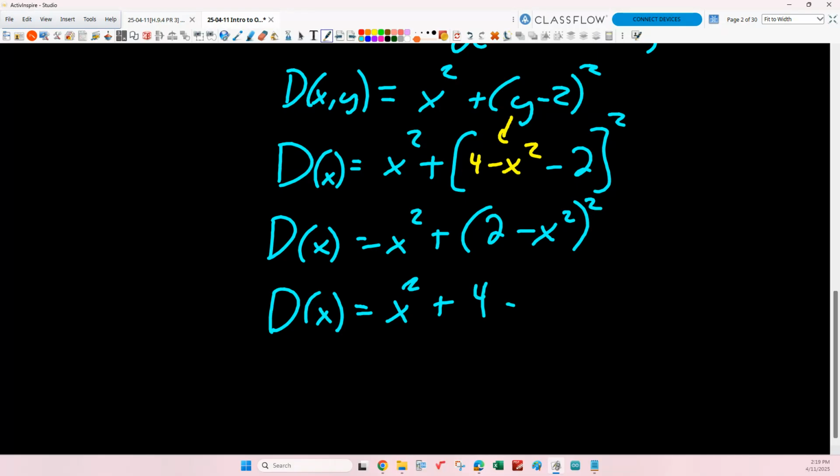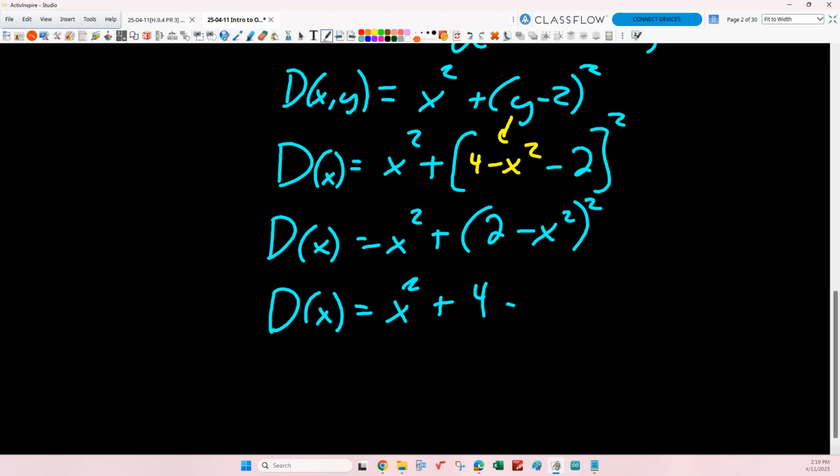Four minus, no. What's wrong with that? Oh, shoot. Right, you can't distribute an exponent when things are being added or subtracted. You've got to use a pattern here. What's the pattern? a squared plus 2ab. There you go, good. Where a is 2 and b is negative x squared. So what do you get?